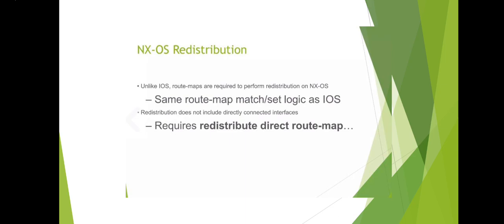But unlike IOS, route maps are required to perform redistribution, but redistribution does not include directly connected interfaces. So to redistribute directly connected routes, it requires redistribute direct route-map, rather than assigning the so-called route map to the interface.